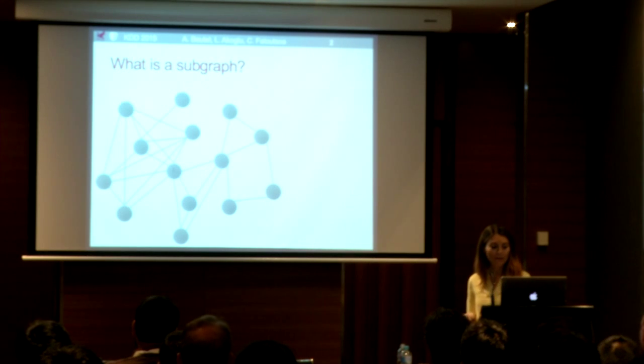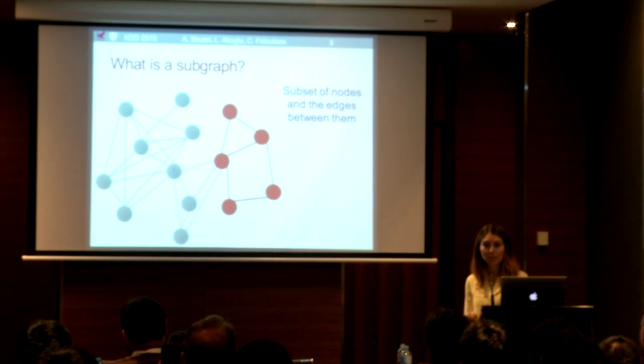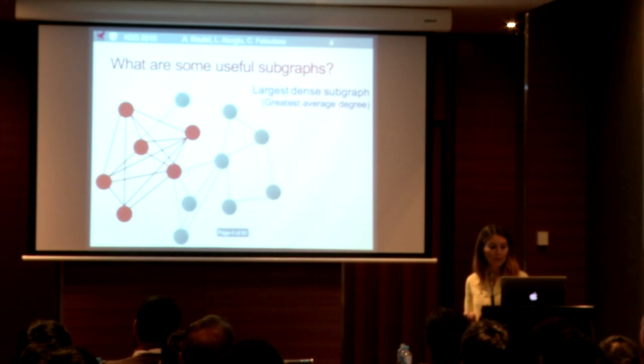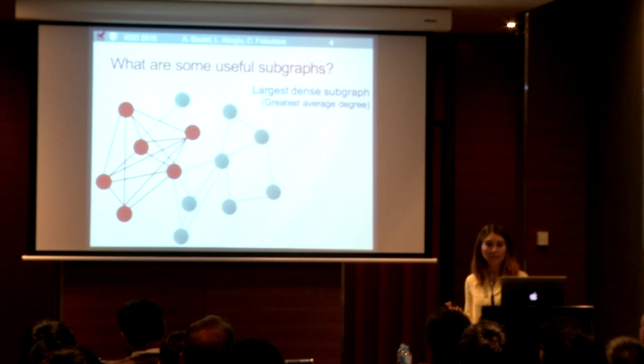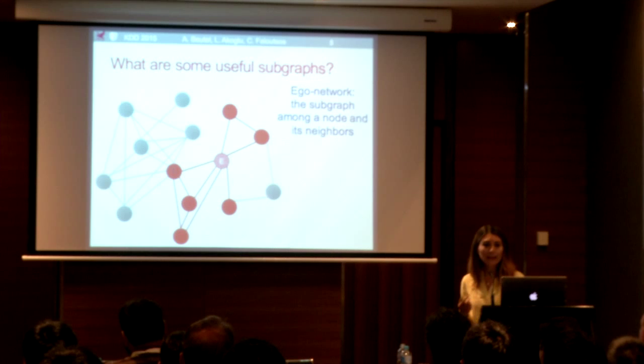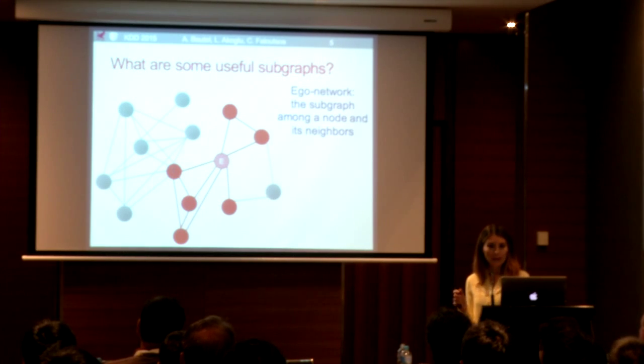What's a subgraph? Given a graph, a subgraph is a subset of nodes and the edges between them induced by these nodes. For example, some subgraphs of interest could be the dense subgraphs, the largest, densest subgraph. Here you can represent density as greatest average degree or edge density and so on. Another subgraph that is well studied is ego networks. The definition is that an ego network is a node, all its neighbors, and all the connections among them.